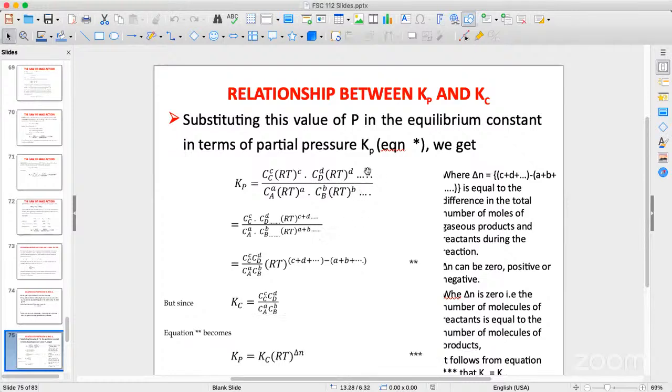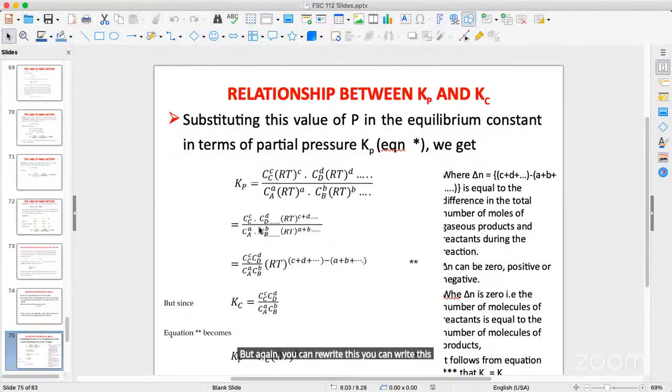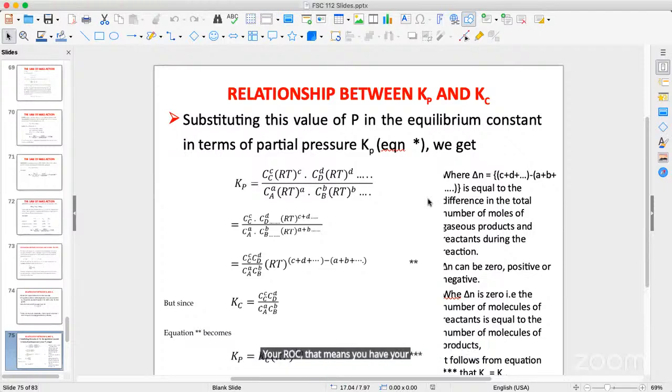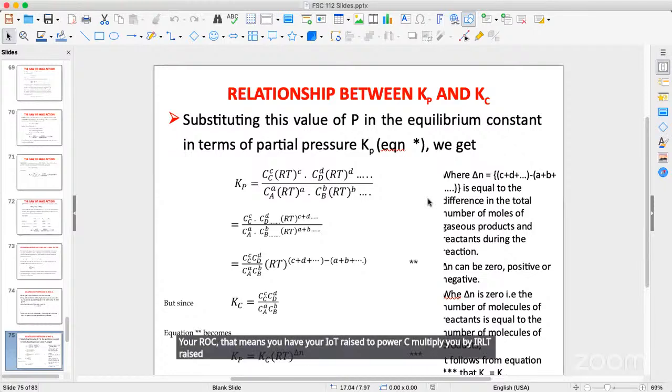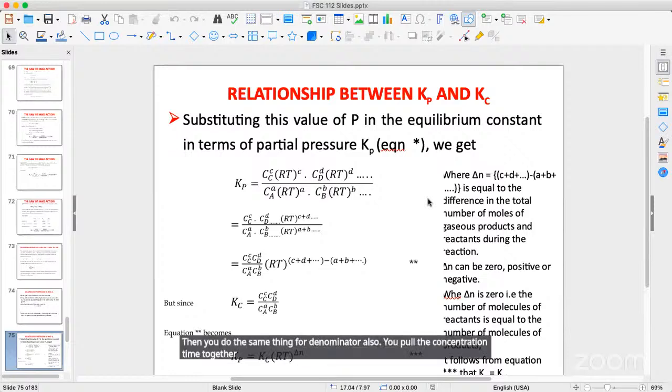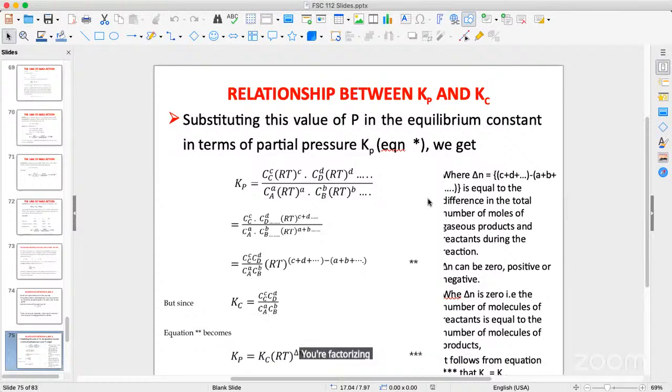But again, you can rewrite this in this form. That is, you have your C raised to power C, and if you pull all this together, you can pull your RT terms together. You have RT raised to power C multiplied by RT raised to power D, which is going to be RT raised to power C plus D. Then you do the same thing for the denominator. You pull the concentration terms together and you pull your RT together. You are factorizing now.